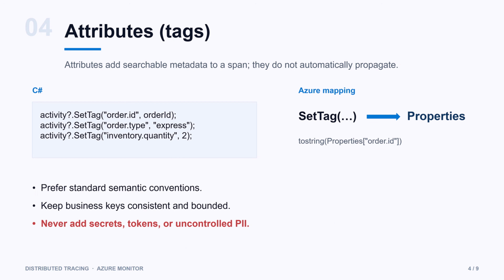Attributes or tags are searchable metadata on a span. They do not automatically propagate. This means that they will not go from one span to the next span. We can add custom tags to the span, and we can also search on them. Prefer standard semantic conventions. Keep business keys consistent and bounded. Never add secrets, tokens, or uncontrolled PII.